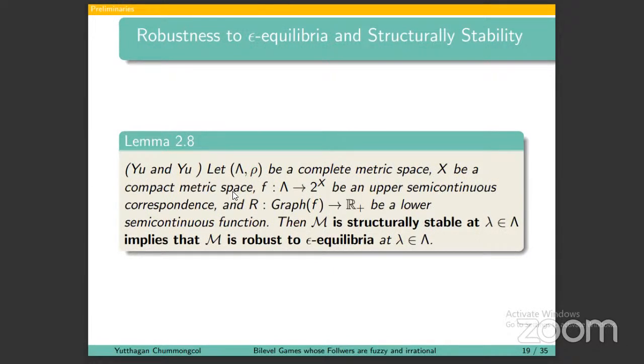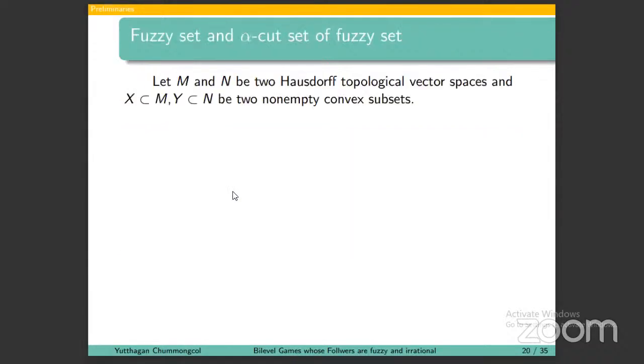Lemma 2.8 says: if the model M is structurally stable at lambda belonging to the set of all lambda, then the model M is robust to epsilon equilibrium at lambda belonging to Lambda, if the set of all lambda with rho is a complete metric space, X is a compact metric space, F is an upper semicontinuous correspondence, and R is a lower semicontinuous function.